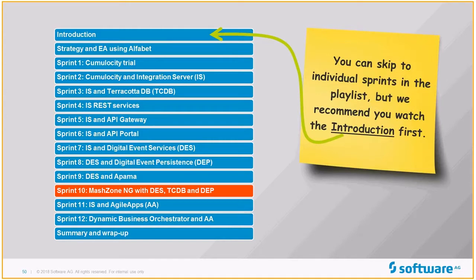Welcome to Sprint 10 of the HelloDBP demo. And in this sprint, we're going to create a dashboard, a user dashboard using MashZone Next Generation. And it's going to show data from digital event services, Terracotta database, and from digital event persistence.